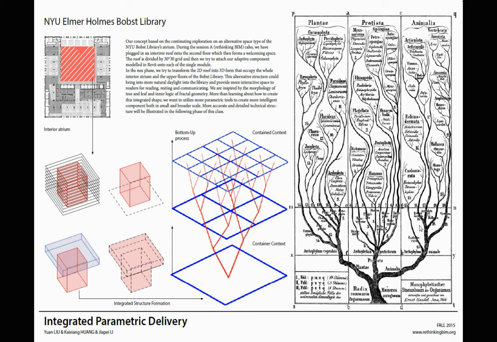In the next phase, we are trying to transform the 2D roof into a 3D form that occupies the whole interior atrium and the upper floors of the Bobst Library. This alternative structure could bring more natural light into the library and provide more interactive spaces for readers for reading, resting, and communicating.